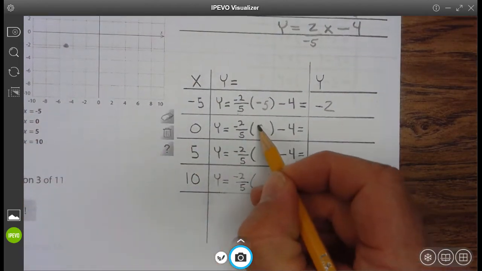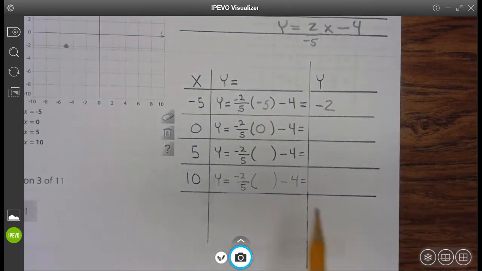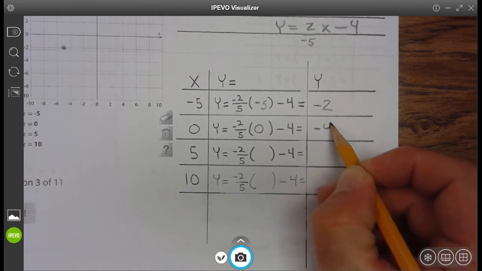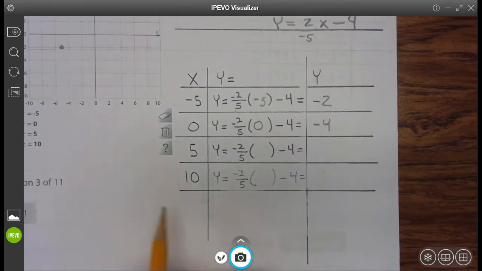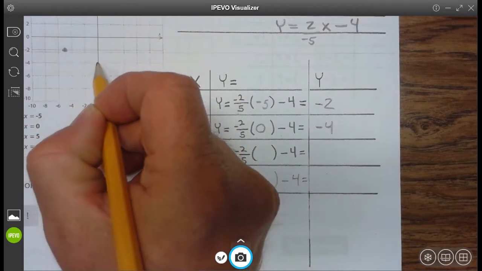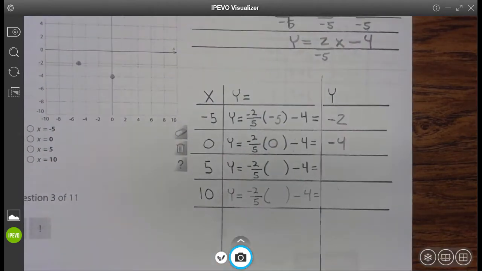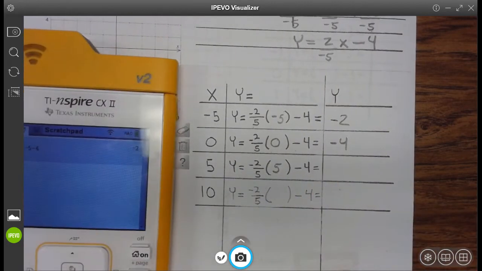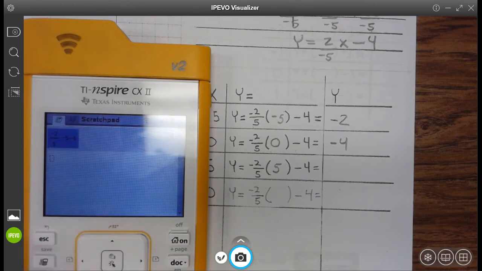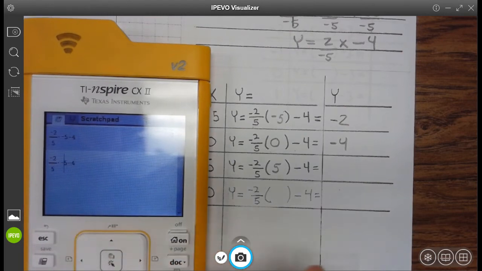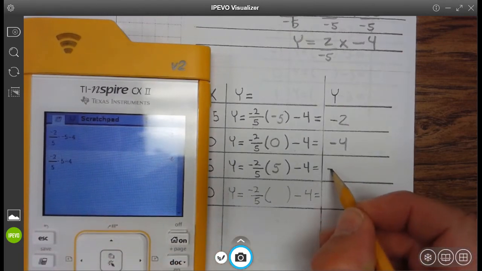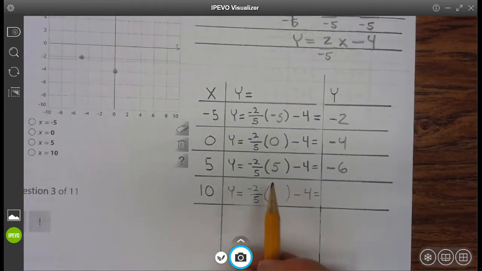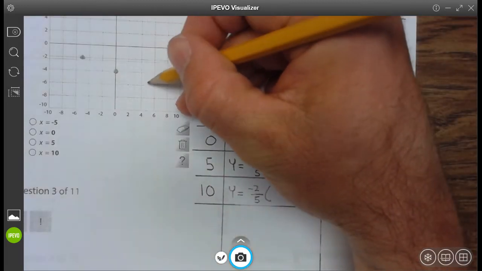Okay, then we plug in 0. Well, negative 2/5 times 0 is 0, so that's just left with negative 4. Okay, so then our point is 0, negative 4. Okay, then we plug in 5. So I can actually highlight, enter, change the negative 5 to a positive 5, and we get negative 6. Okay, so then the point is 5, negative 6.